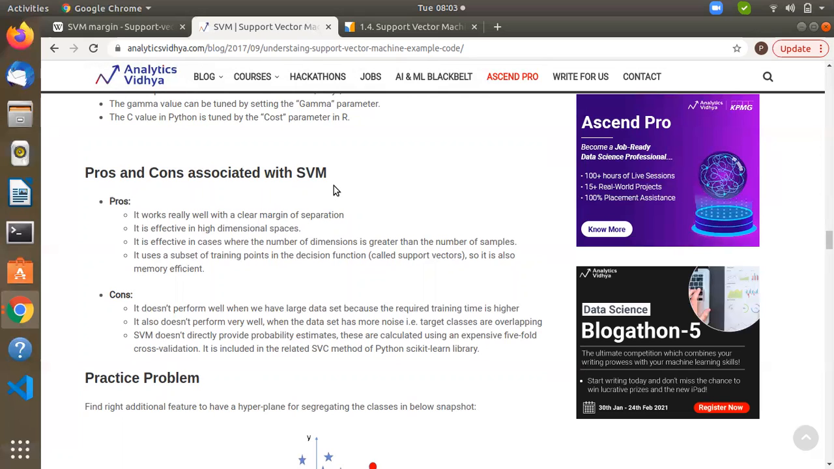SVM doesn't directly provide probability estimates. These are calculated using expensive five-fold cross validation, which is included in the SVC method of the scikit-learn library. So if you want to provide probability estimates, SVM cannot do it directly, and we have to use K-fold cross validation, where K is the number of folds, which is included in the scikit-learn library.